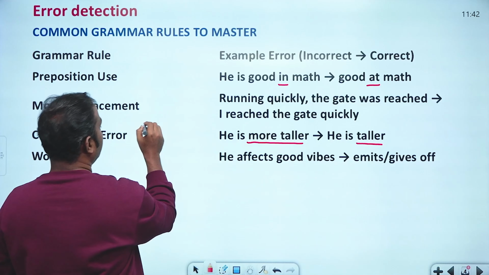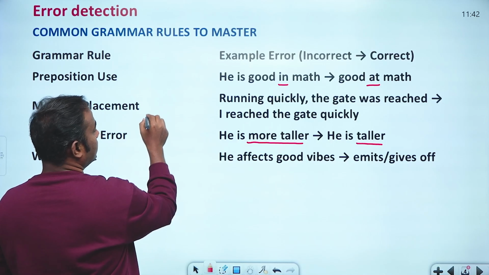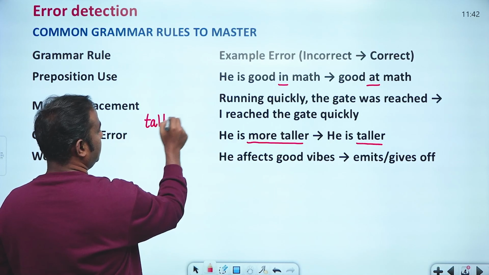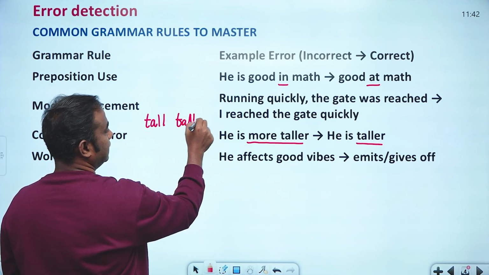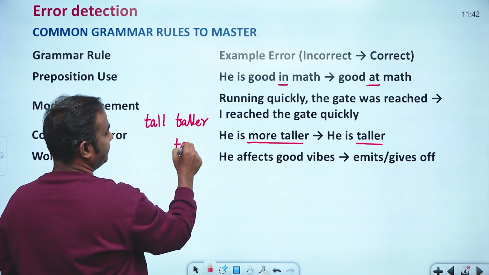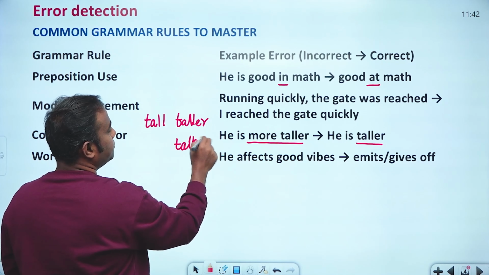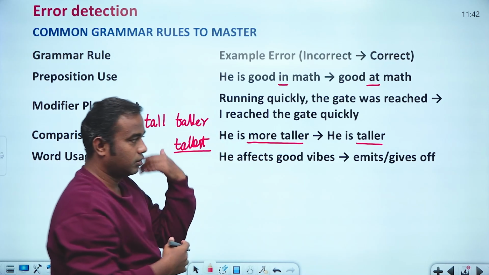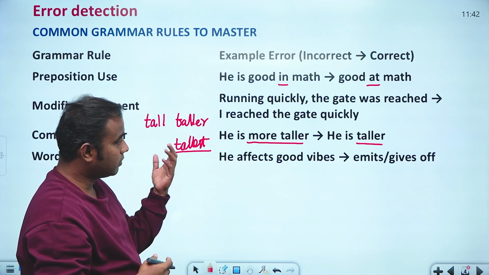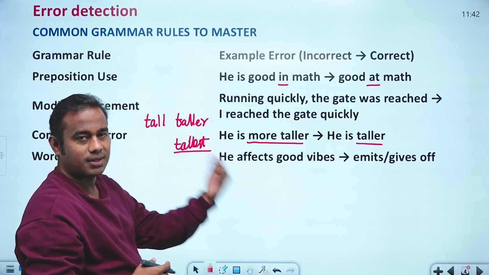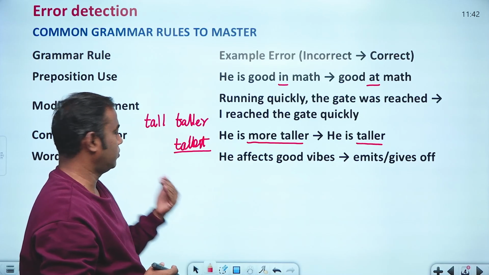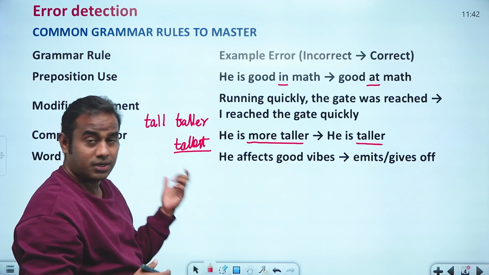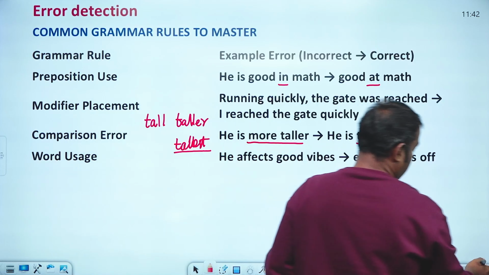If you look at this adjective: tall, taller, tallest. So "he is more taller than someone" is wrong here. He is taller than someone. Then word usage, vibe check, all these things you have to check once.